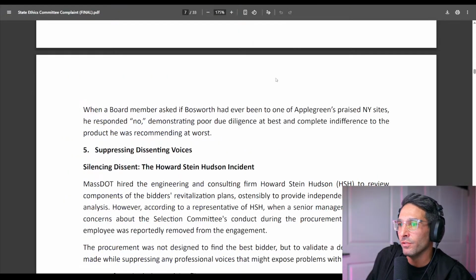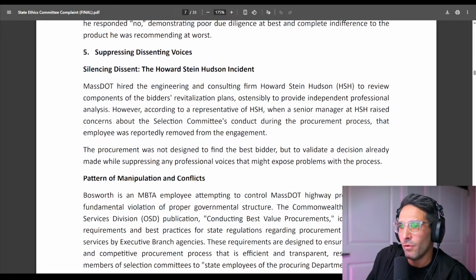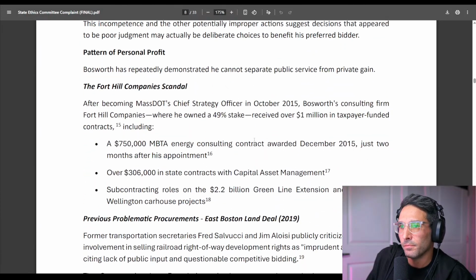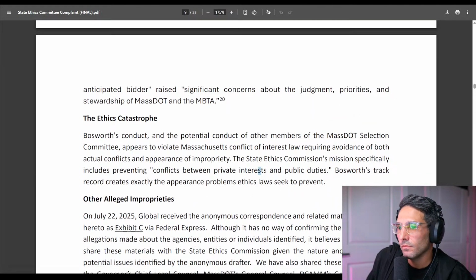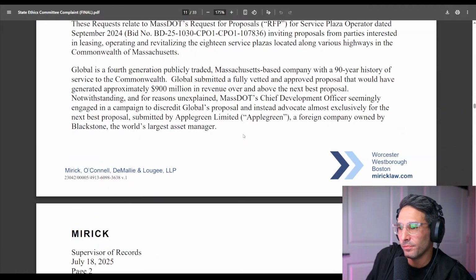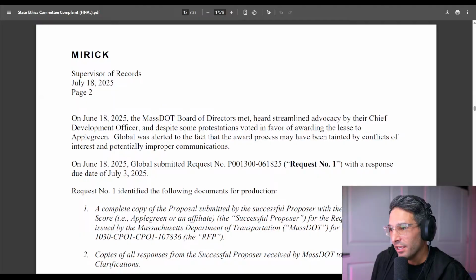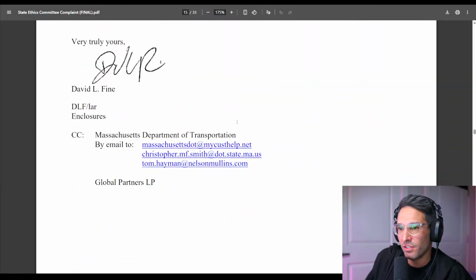All right, let's go back to that article. MassDOT hired the engineering and consulting firm Howard Stein Hudson to review components of the bidders' revitalization plans. However, according to... Let's see if we get into anything else here. I don't know, man. It's really crazy. I even have emails here. I'm not going to read through this whole thing because you could look at the bids and just say something's up, right? You don't even have to go through all of this stuff. I would call the legislature and be like, what the hell is going on with this?